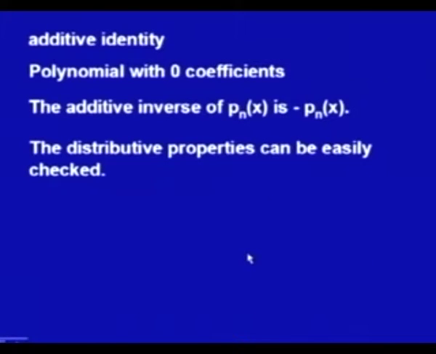As far as the additive identity in the set is concerned, one can easily see that the polynomial with 0 coefficients is the additive identity, and this belongs to the set of polynomials. Similarly, the additive inverse of p_n(x) is minus p_n(x), and that means the additive inverse also exists in the set P. As far as the distributive properties are concerned, they can also be easily checked because all the coefficients are real numbers and they satisfy distributive properties. So, these properties are satisfied.